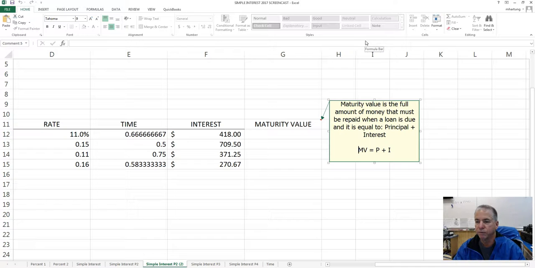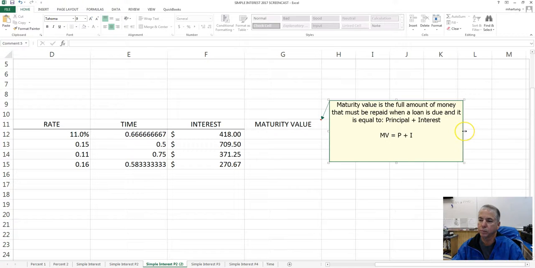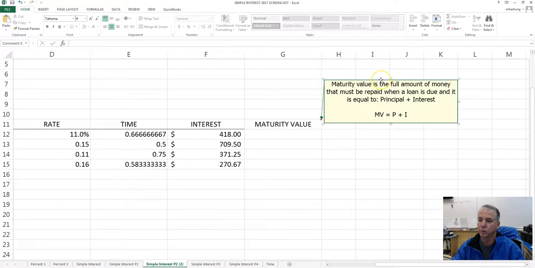Maturity value is the full amount of money that must be repaid when a loan is due, and it is equal to principal plus interest. I'm going to make that a little wider. So that's how you can format these comments to look the way you want, and of course you can move those around.